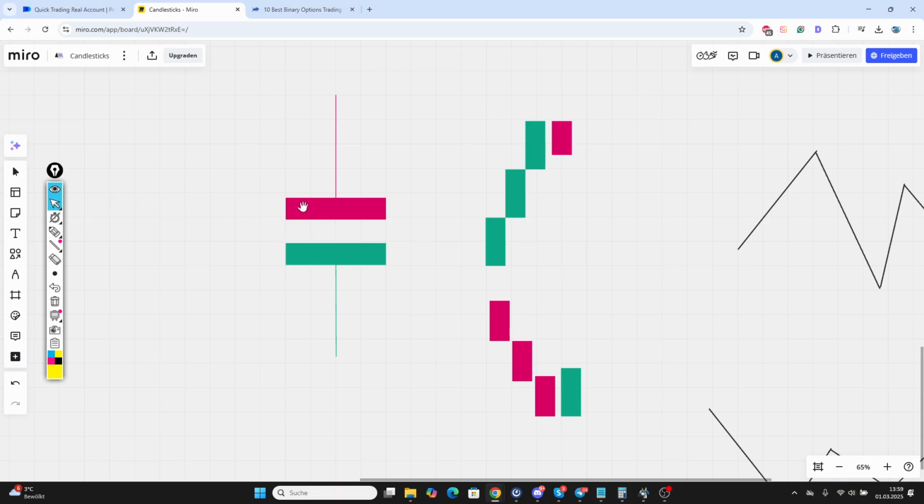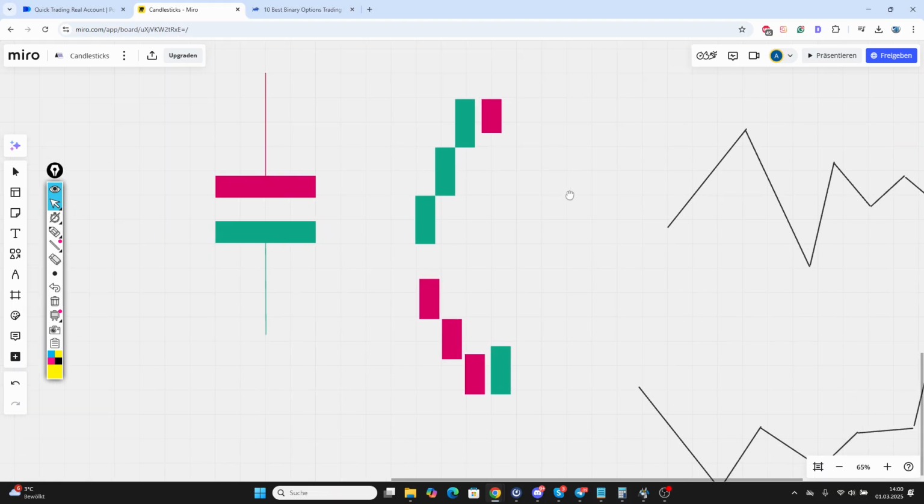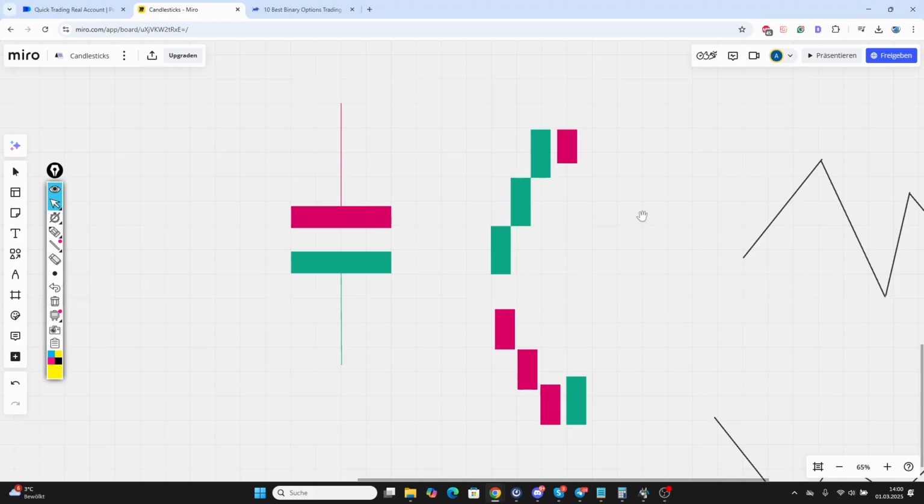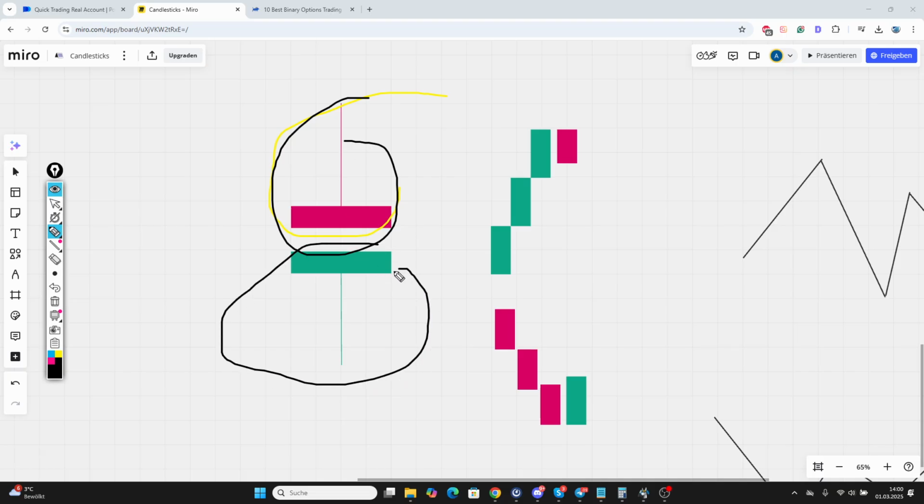And what's really important, I made some graphics for you to explain it. If you start trading binary options, it's super important that you know these candles and that if we have a red candle like this here, the price drops. Keep that in mind. If we have a green candle like this here, the price is rising, or the price rose above.